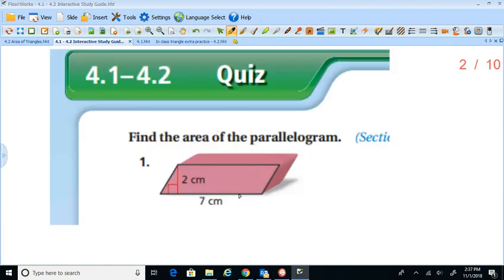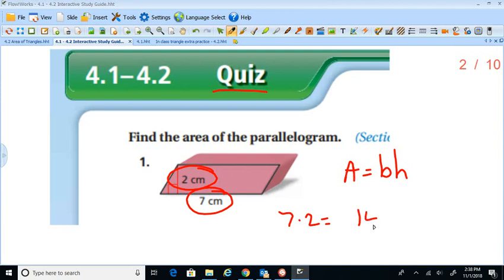So this is from the 4.1, 4.2 quiz from the textbook. Number 1, it says find the area of the parallelogram. Well, as we know, the formula to find the area of a parallelogram is area equals base times height. Base is 7, height is 2, 7 times 2 equals 14 square centimeters. We've talked about units a lot in class. Make sure you have its area square units, and this time it's centimeters, so square centimeters.